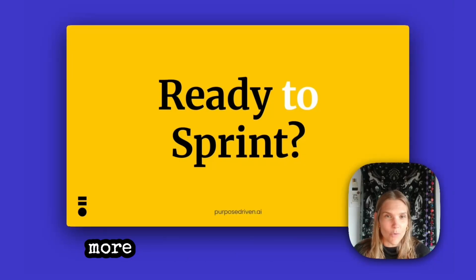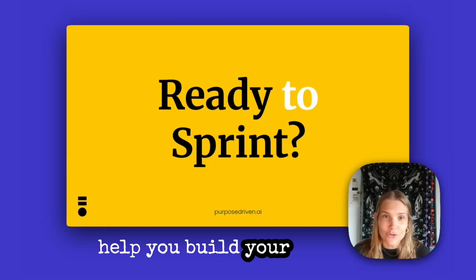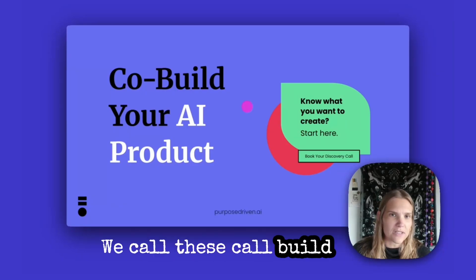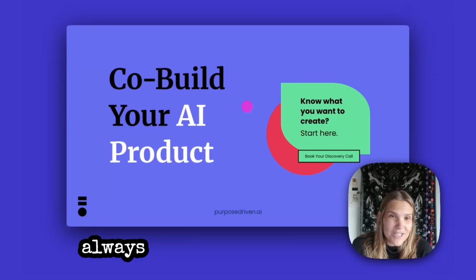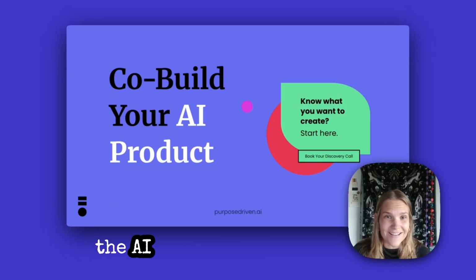Today, I'm going to share a bit more about how you can use our suite of AI tools to help you build your best and optimal AI solutions. We call these cobuild sprints, and it's because you're always creating either with your team, with us, or with the AI support assistants that you have access to.